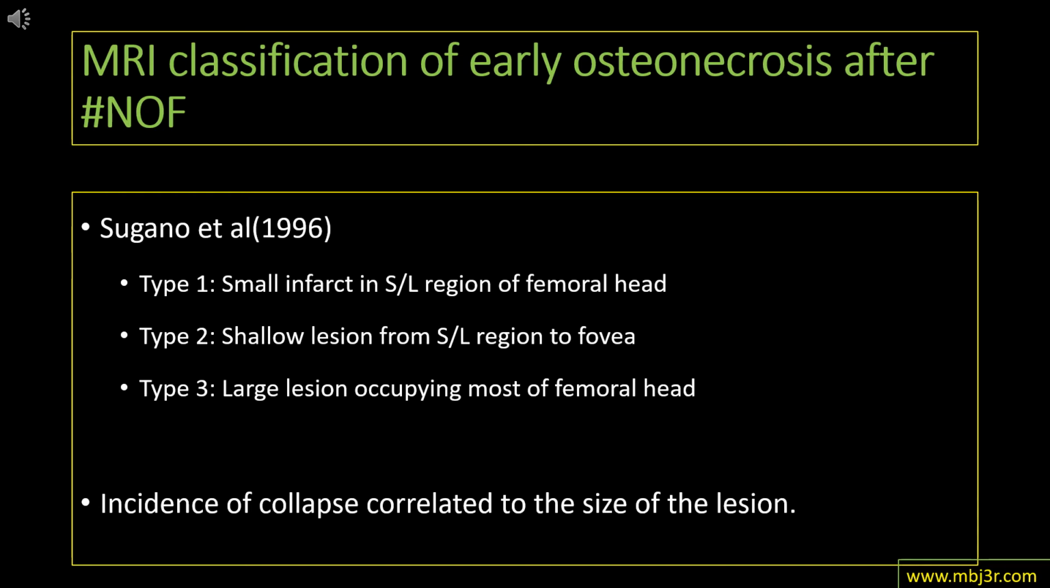MRI classification of early osteonecrosis after fractured neck femur. Type 1 is a small infarct in the superolateral area of the femoral head. Type 2, shallow area from superolateral region to fovea. Type 3, large lesion occupying most of the femoral head. Incidence of collapse correlates to the size of the lesion.